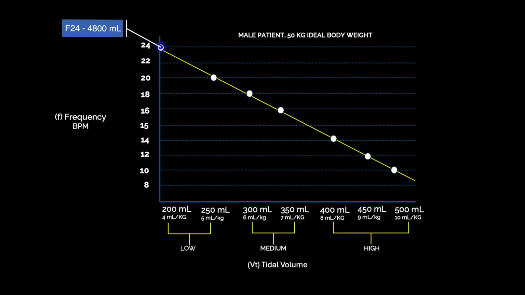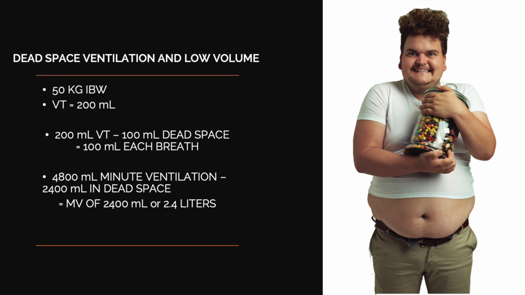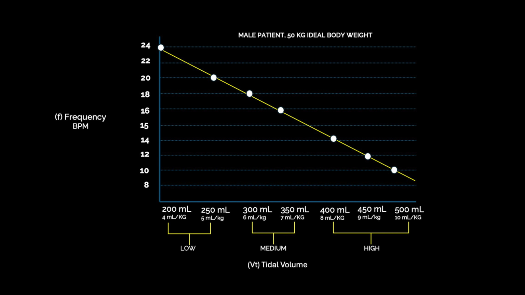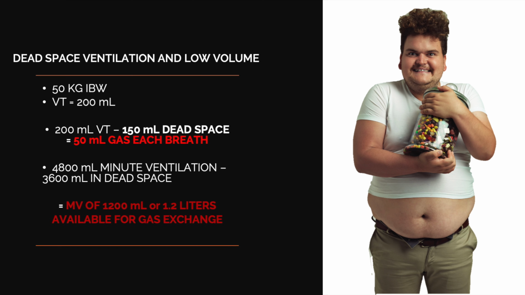Now, let's subtract the dead space volume from the 4,800 milliliters to see what volume of gas the alveoli receive. Remember, the volume of gas hanging in the dead space does not participate in gas exchange. Using 100 mLs of dead space for each breath cuts our volume per breath and our minute ventilation in half. That is not good. If we calculate dead space at 150 milliliters for each breath, we provide only 50 milliliters of volume because 150 milliliters of 200 milliliters only participates in the dead space ventilation.